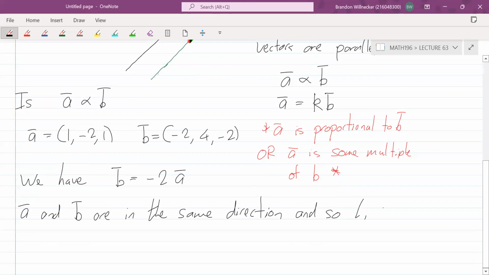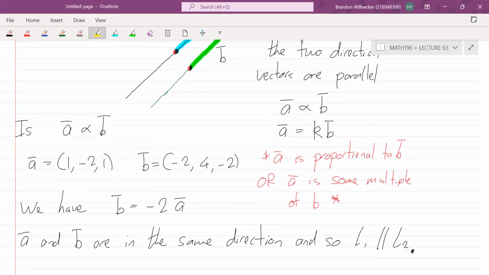And so L1 is parallel to L2. We can just use that double slash line to show parallel, like you would have done in metric with parallel lines. So that's how we can show if two lines are parallel. If we can't show this, where one is a multiple of another, that means they're not parallel. Any questions on this example?